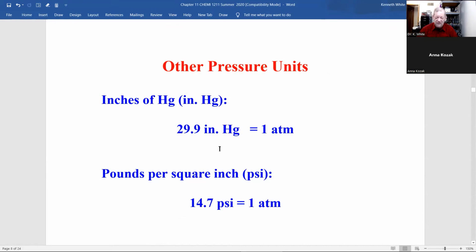Instead of using millimeters for the distance the mercury column in the old barometers would go up, we use the English system, which is inches. Now, just out of curiosity, because I am a curious person, let's look at something.